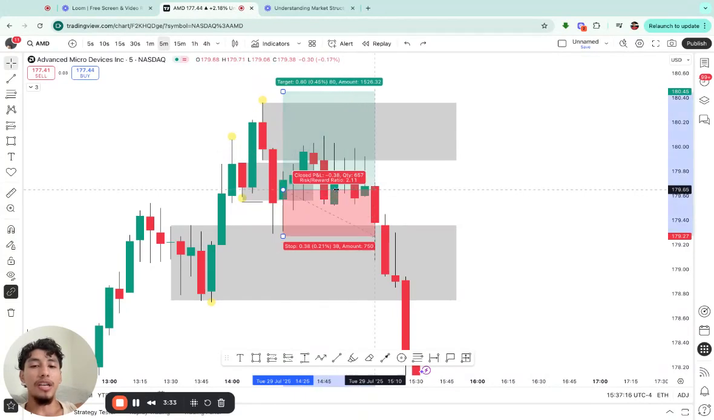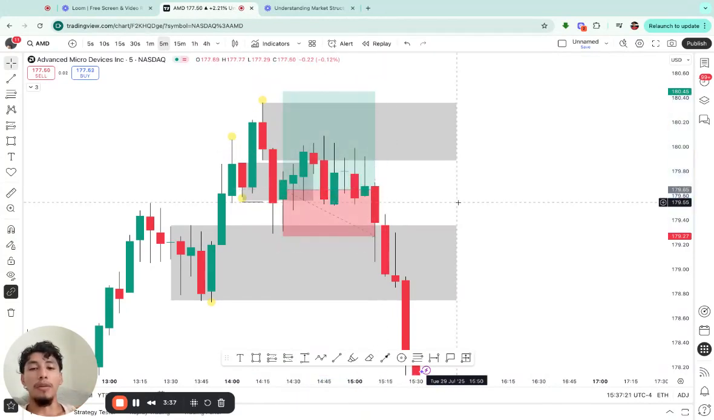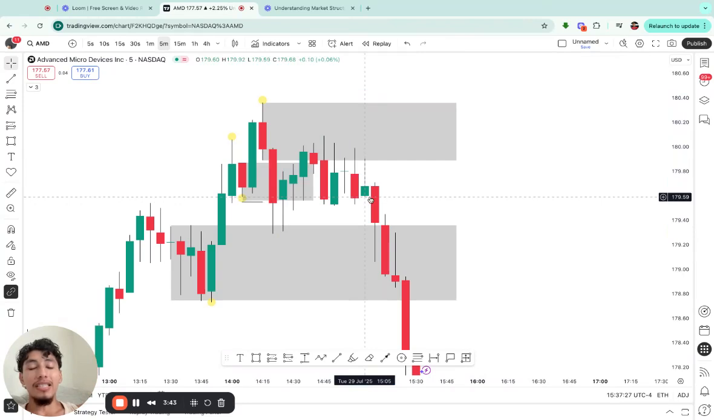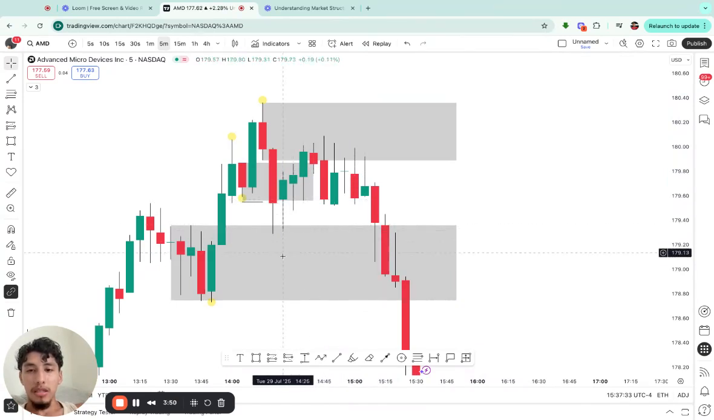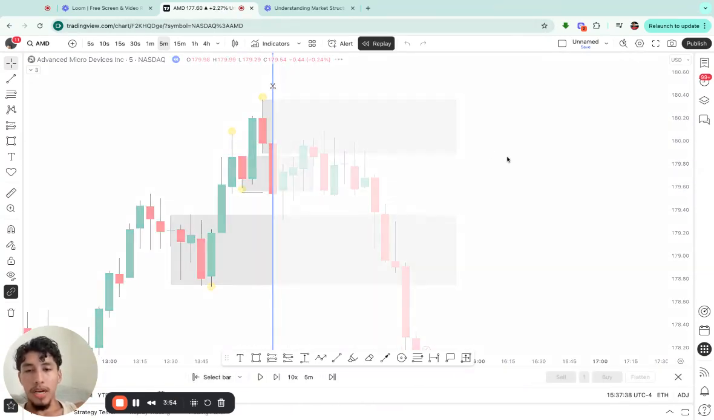But I stayed in this trade because I was like, nah, this is it. This is the right trade, whatever. And what it ended up doing was rejecting and stopping me out. So what is going to be the best way to look at this? The better way, the way that should have played out, would have been something like this. So let me actually go back in time so you guys can see.